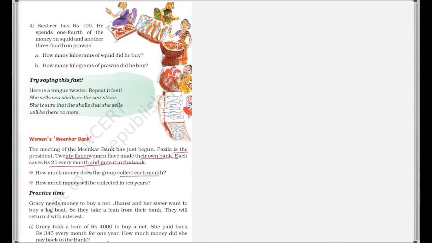Okay, so there are 25 fishermen who save 25 rupees each month. So 25 into 25, if we do, we need to multiply. The answer to this is rupees 625. So they save rupees 625 each month.